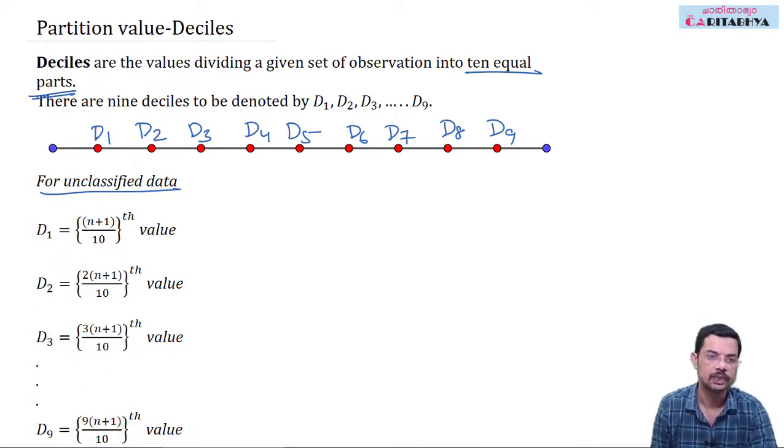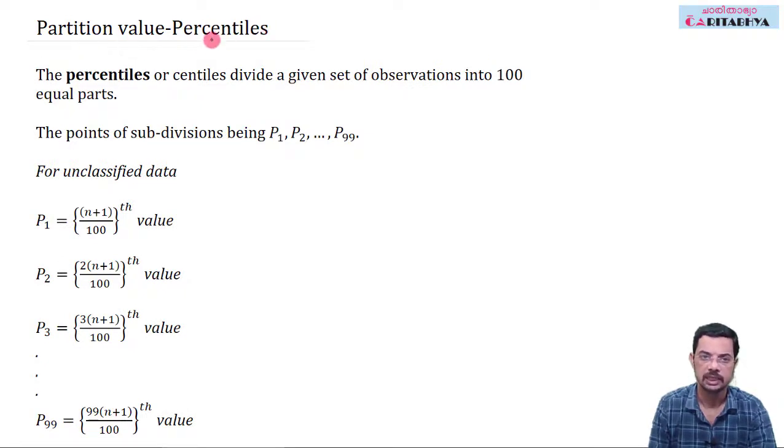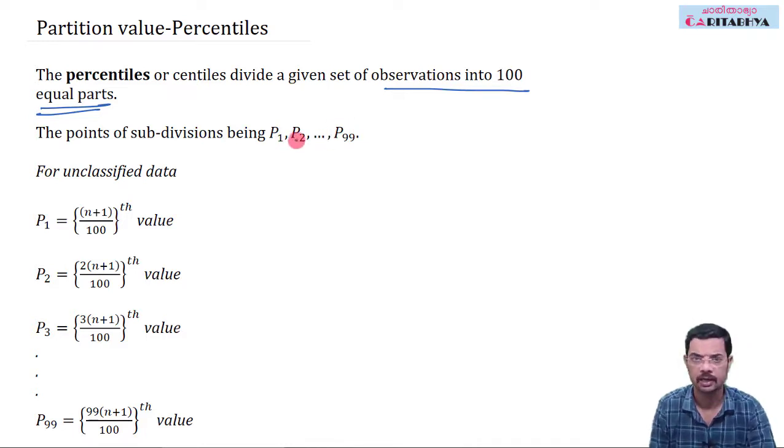Now we shall move on to percentiles. It is similar, everything is similar except that it divides into 100 parts. What are percentiles? Percentiles are those values which divide the given set of observations into 100 equal parts. They are named as P1, P2, P3 up to P99.